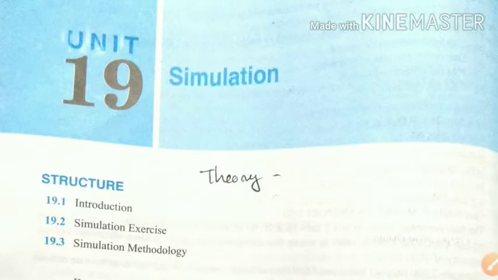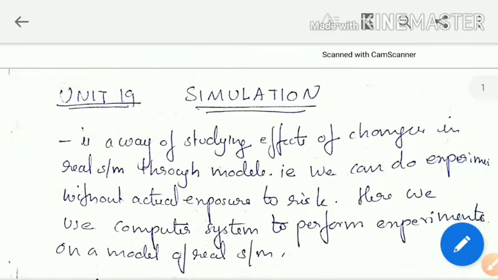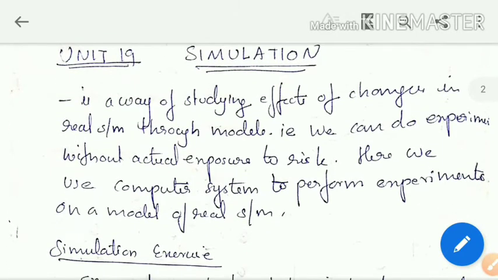So friends, we can move to the last unit of this module, unit 19, simulation. This is a very easy peasy unit, but it's very important also. So friends, watch till the end and take these notes very carefully.